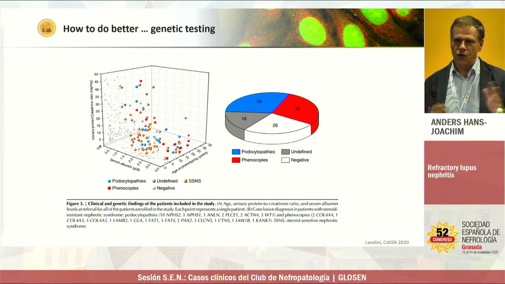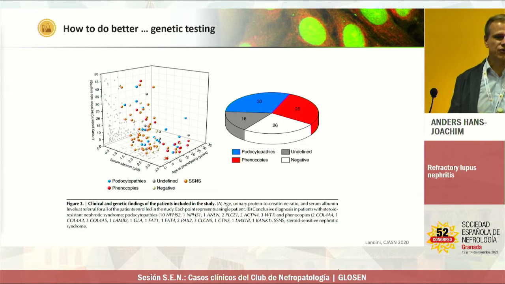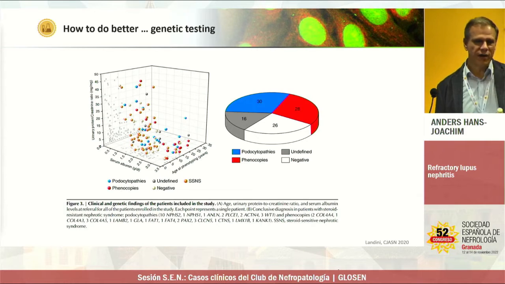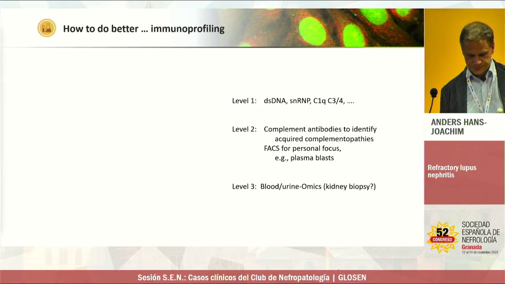And this is not only minimal change disease, this is also patients that come with lupus nephritis. If they don't respond properly and they have, let's say, a class 2 with a nephrotic syndrome, it is highly suspicious of something else, a podocyte weakness, where immune complexes induce a nephrotic syndrome. There must be an additional podocyte weakness.